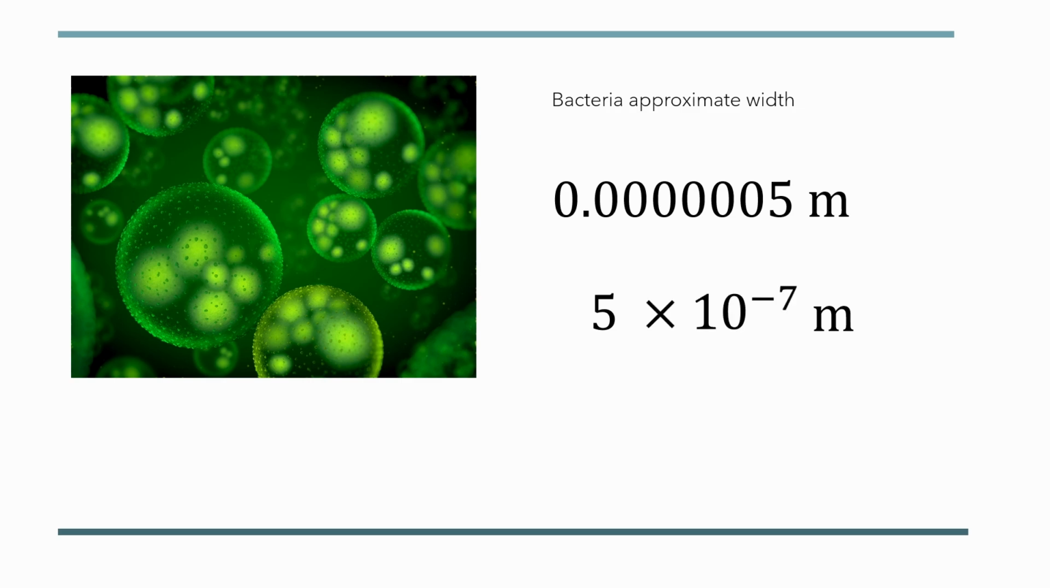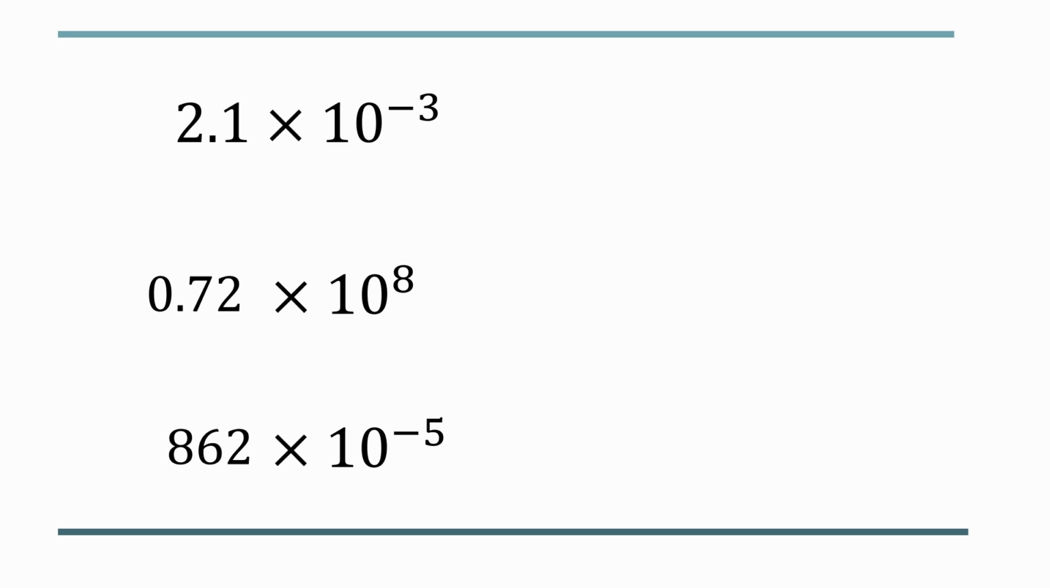Negative indices make numbers smaller. Positive indices make numbers larger. Let's have a look at a few numbers and decide whether they are in standard form or not. If they are not, let's put them in standard form. The first number is in standard form.